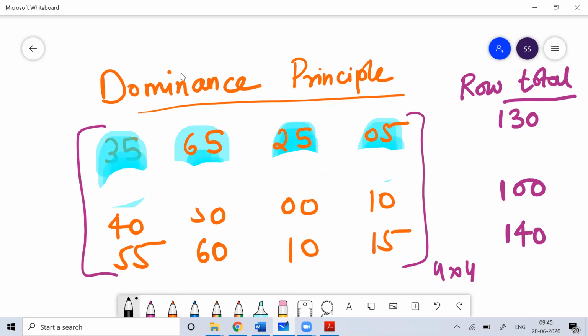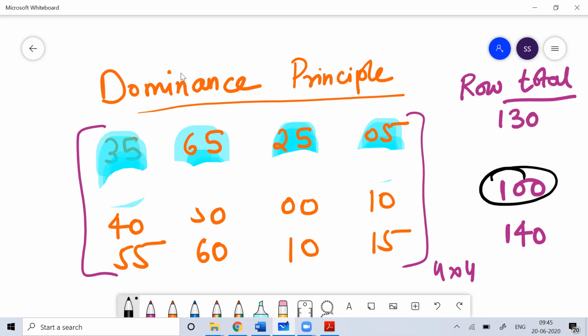Okay, now see the row totals. The smallest value is in row 3. Now let's see if I can do anything for row 3. Now compare row 1 and row 3. You can see the first value only, 35 is less than 40, so it means row 3 cannot be deleted by row 1.